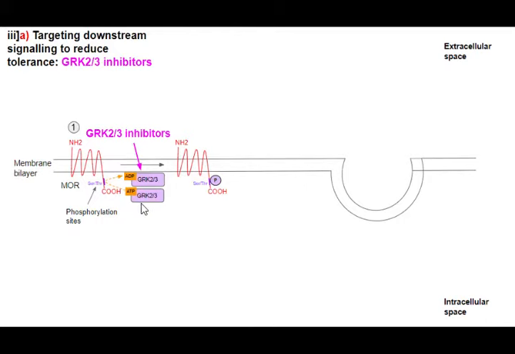In the case of GRK2 and GRK3, the phosphorylation of the mu receptor occurs at serine threonine amino acid residues found on the C terminal. We use the term C terminal to describe the part of the transmembrane protein that ends in a carboxyl group, which is the COOH. As opposed to the C terminal, you have the N terminus, which faces on the outside of the cell and contains an NH2 group.